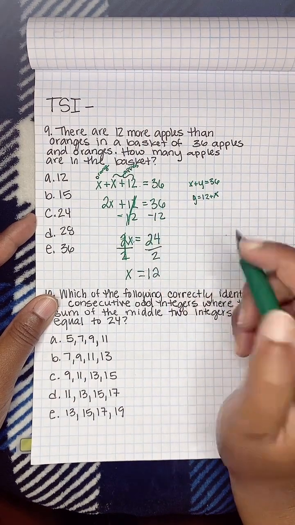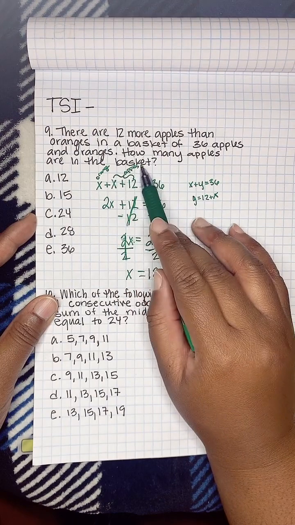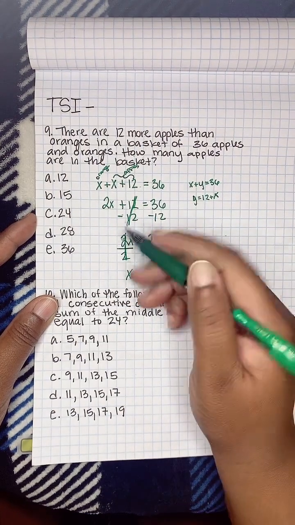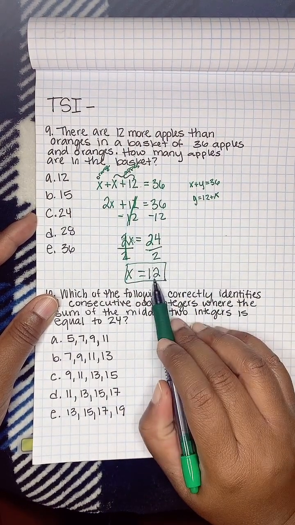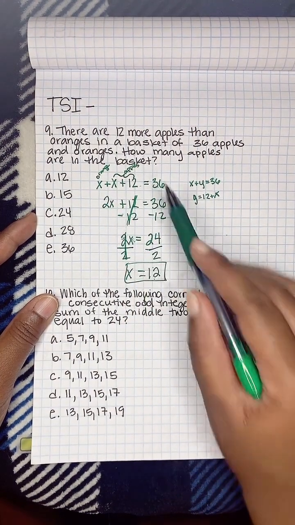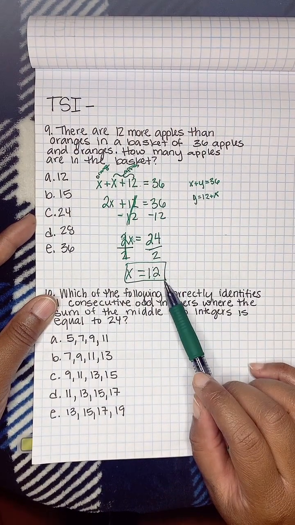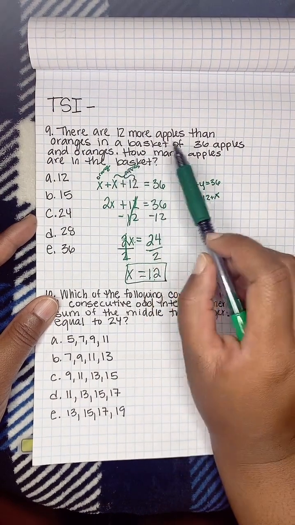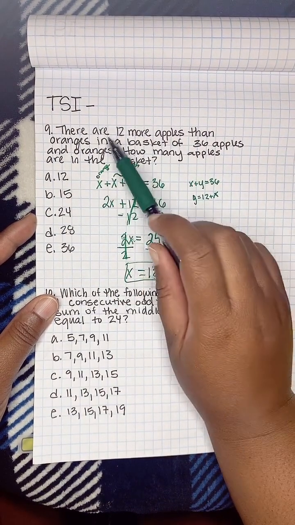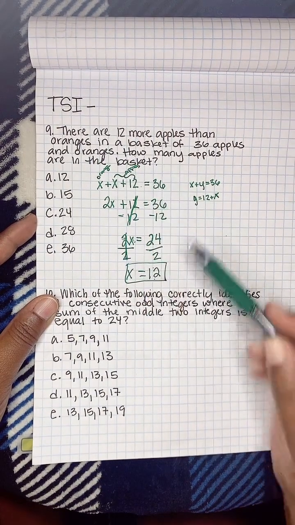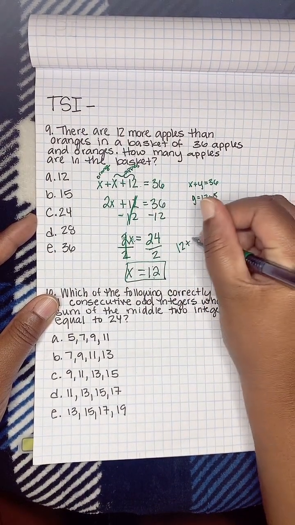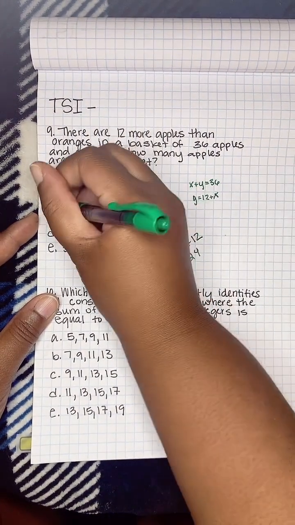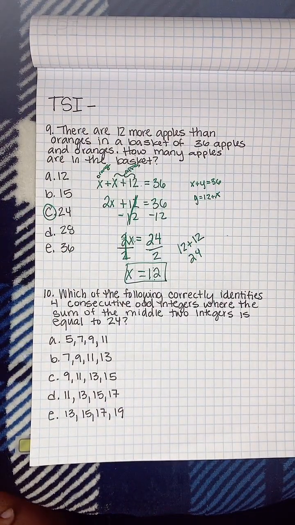Okay, but we have to be careful here because it's asking us how many apples are there in the box, and there are 12 more apples than oranges. Because I said X was just the oranges, I need to find out how many apples. Oh, be careful, because what we found was how many oranges there were. Remember they said there are 12 more apples than oranges. So we would have to do 12 plus 12, and 12 plus 12 is 24. So C is our answer.